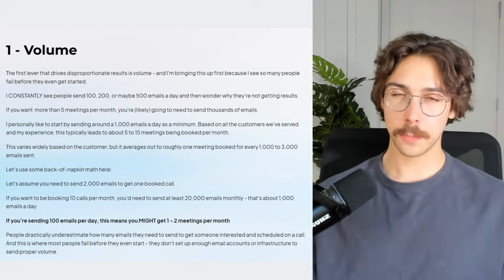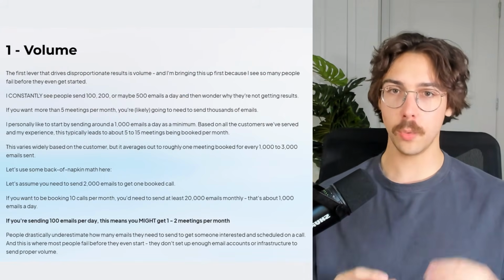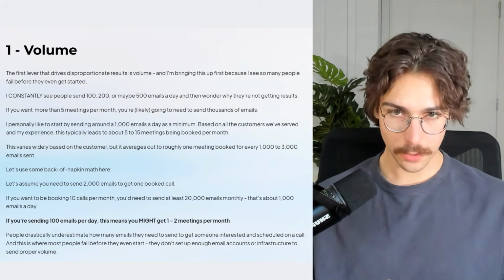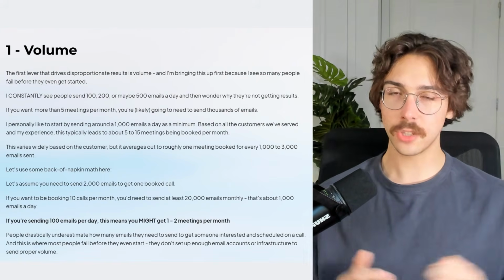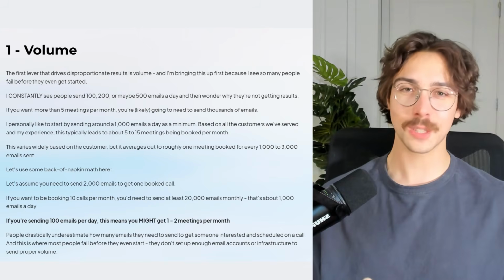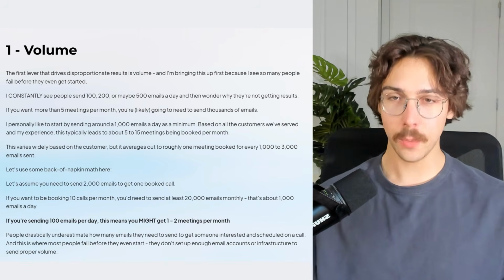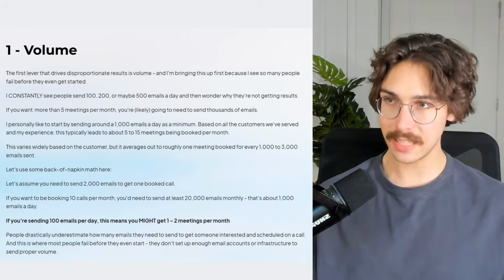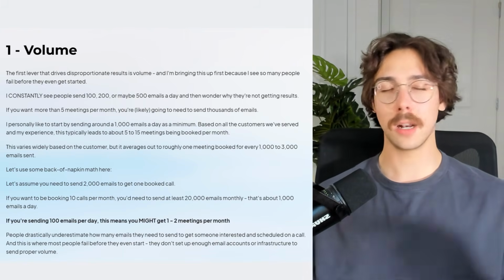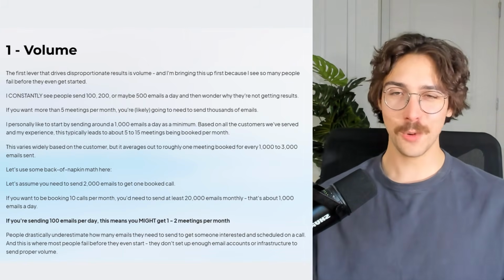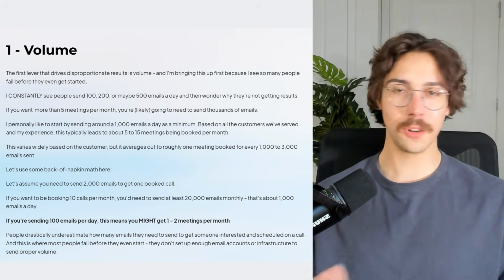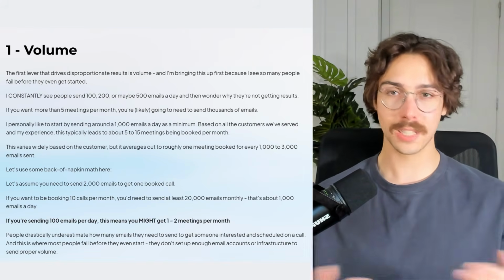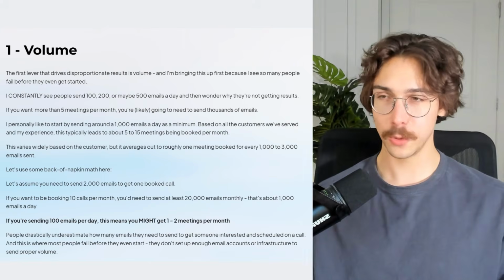I talk about this because this is a very disproportionate way that you can drive results. The more emails you send, the more calls you're booking. The reason I bring this up is because I see so many people fail before they even start because they send way too few emails. I constantly see people send 100, 200, maybe 500 emails per day, and then wonder why they're not getting any sort of throughput or significant pipeline generation with their cold email campaigns.